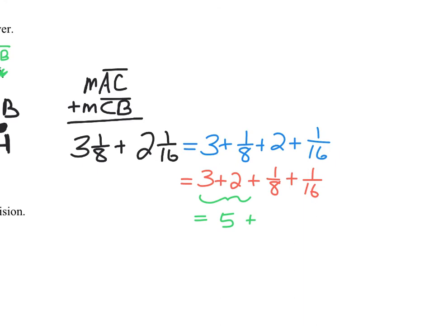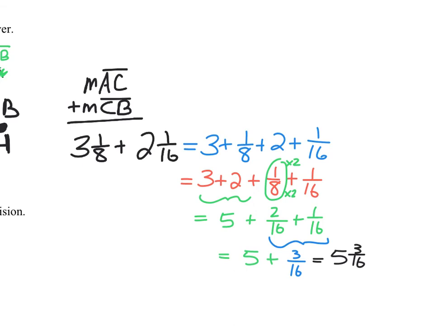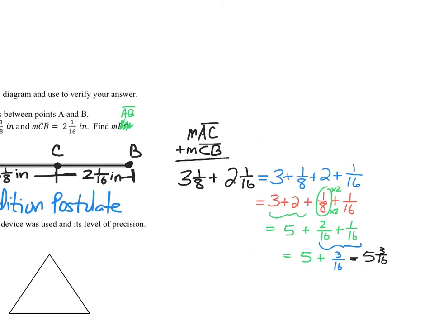All right, so I need a common denominator. If I want the 1/8 to have the same denominator as the 16, I have to multiply the top and bottom by 2. So that's going to be 2/16 plus the 1/16. Then I can just add these two together to get 3/16. So we're looking at 5 plus 3/16, but when we write that as a mixed number, it's 5 and 3/16. And it's been a while now, so I don't even remember what the units are. Inches.